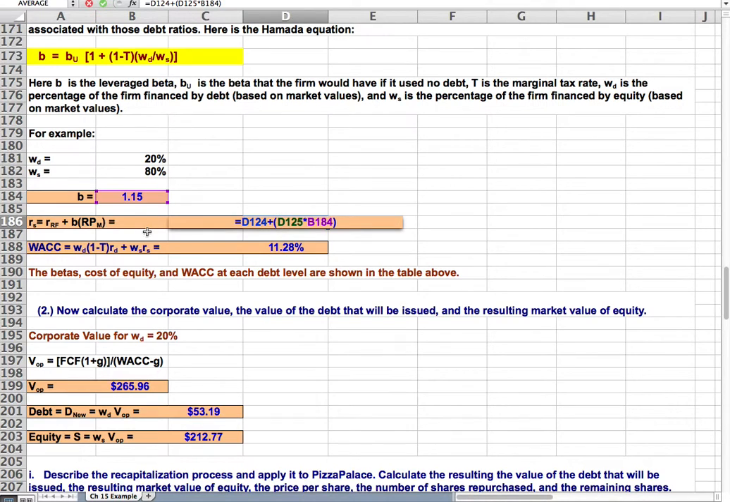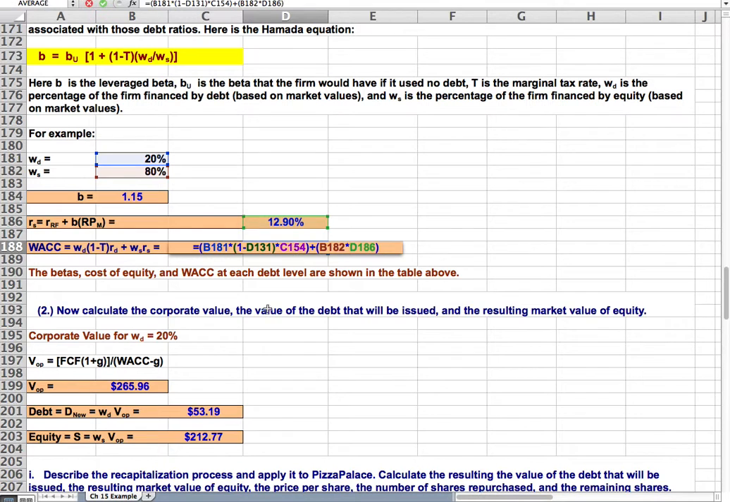So when we calculate the capital asset pricing model, risk-free rate is still 6% from before, plus the new beta 1.15 times the market risk premium. So that comes up with our cost for stock with 20% debt is 12.9.